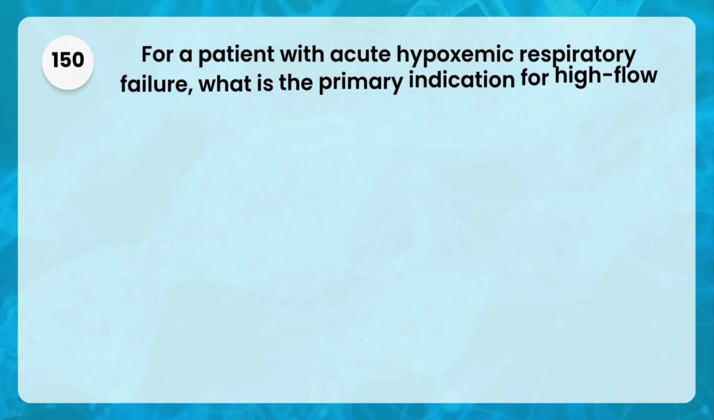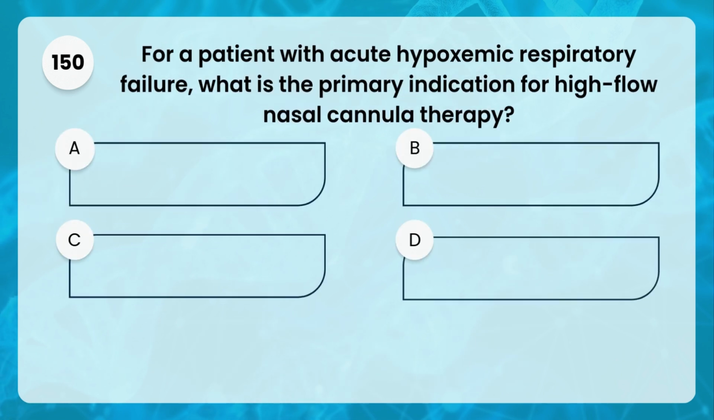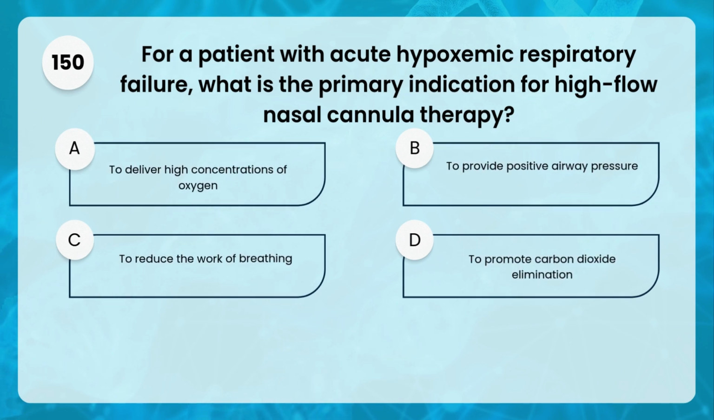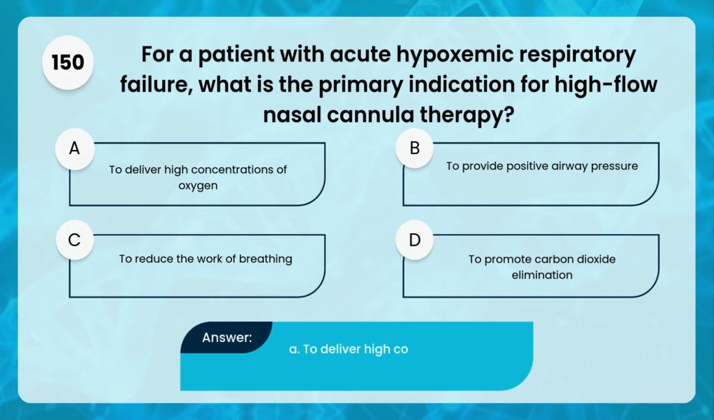150. For a patient with acute hypoxemic respiratory failure, what is the primary indication for high-flow nasal cannula therapy? A. To deliver high concentrations of oxygen. B. To provide positive airway pressure. C. To reduce the work of breathing. D. To promote carbon dioxide elimination. The answer is A. To deliver high concentrations of oxygen.